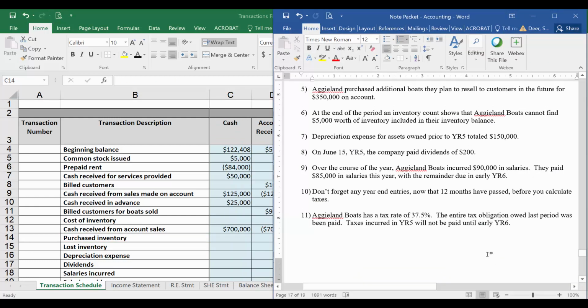Let's go on to transaction 6. You have not seen this transaction before, so we'll go through this together. It says at the end of the period, an inventory count shows that Aggieland Boats cannot find $5,000 worth of inventory included in their inventory balance. This is really common for companies. It's really hard to track inventory, and so inventory oftentimes does get lost. And so inventory counts oftentimes show these balances that need to be adjusted. So let's go ahead and make this adjustment.